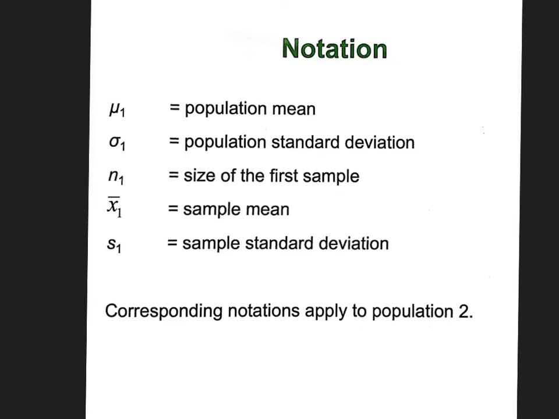Notation, you should be familiar with all these by now. Mu, population mean, sigma, population standard deviation, n, sample size, x bar, sample mean, s, sample standard deviation, and of course if we change them to twos, it goes for the second sample. So all those are the same ones we did last week, except we had p here instead of mu. That's mainly the only difference. So you should know those notations great by now.